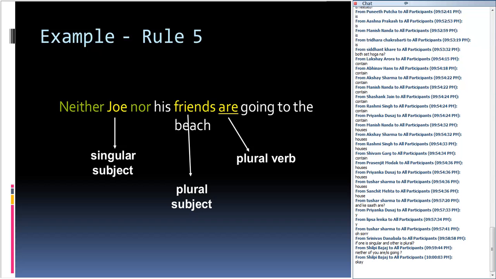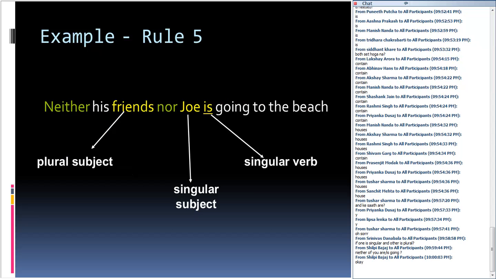Neither Joe nor his friends are going to the beach. Now, because the verb is closer to the plural subject, it takes plural form. But if I change the subject, I mean, if I rewrite this sentence something like this: neither his friends nor Joe is going to the beach. Now why am I using "is"? Because it is closer to the singular subject.